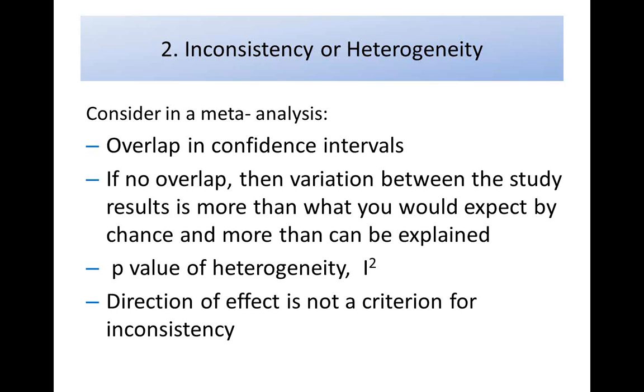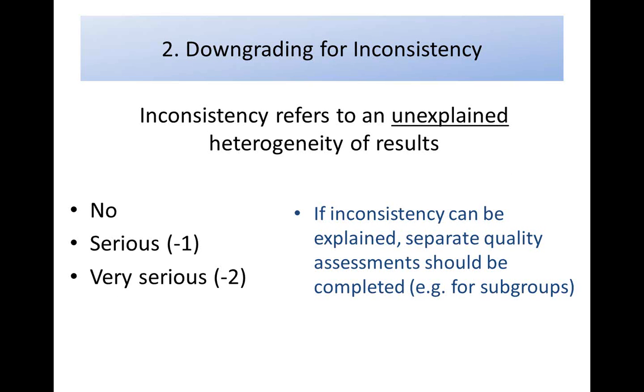The variation between the study results is more than you would expect by chance, looking at, for example, the p-value of heterogeneity or the I-squared. And important here is to know that the direction of the effect is not a criteria for inconsistency. So inconsistency refers to unexplained heterogeneity.